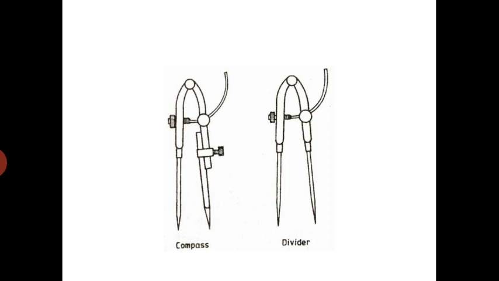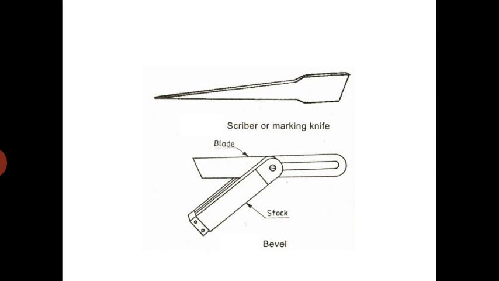These are the compass and divider of carpenter work. These are not used in the fitting shop. These are specially made for carpentry work. So these are the bevels and scriber or marking knife. Marking knife is used for marking on the wood, while the bevel has a sharp blade used for cutting small pieces. That bevel can be adjusted at any angle or any position.